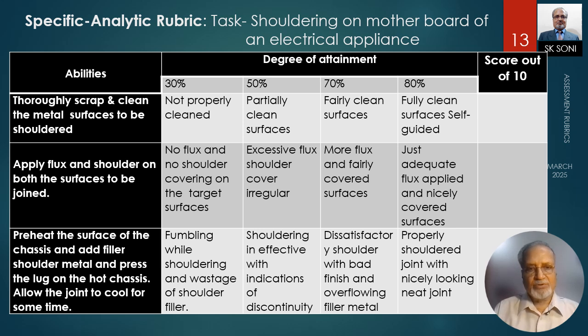So, this is how the specific analytic rubric is made. This analytic rubric can only be used for a very specific process that is known as soldering on a motherboard. And that's why this is a different category as compared to a generic analytic rubric. So this is the example of a specific analytic rubric.